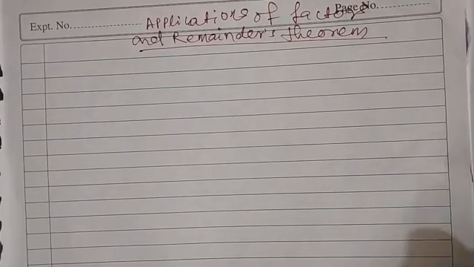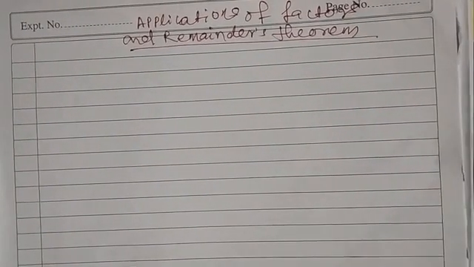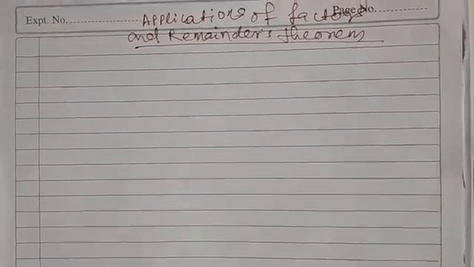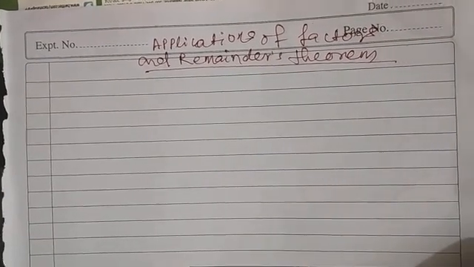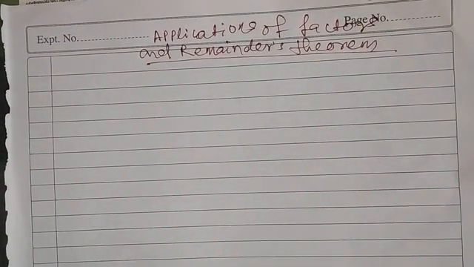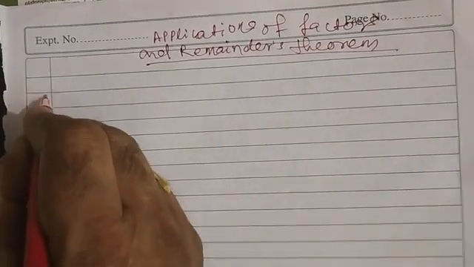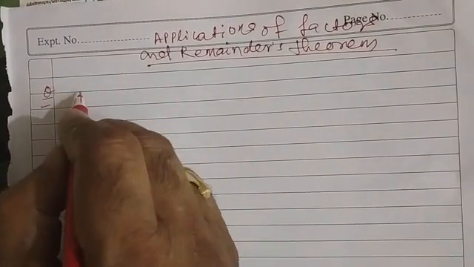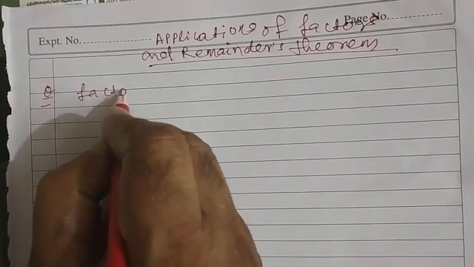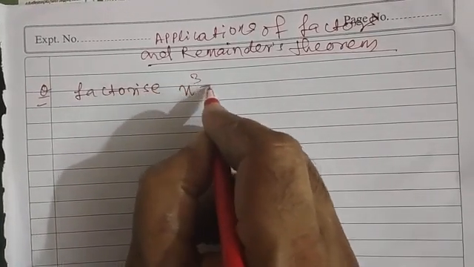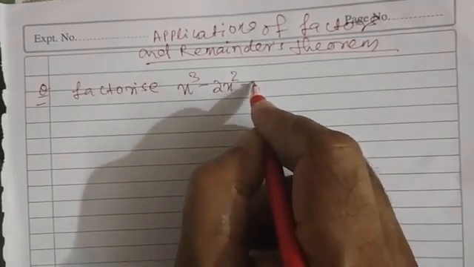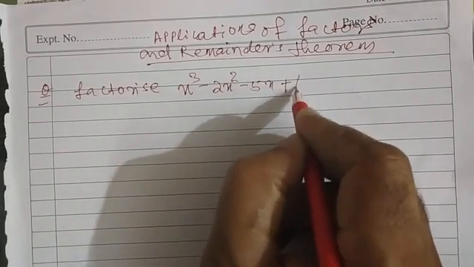In this video, we shall take how effectively we can use the remainder theorem and factor theorem. Now, let us begin with simple questions. Question: factorize x cube minus 2x square minus 5x plus 6.